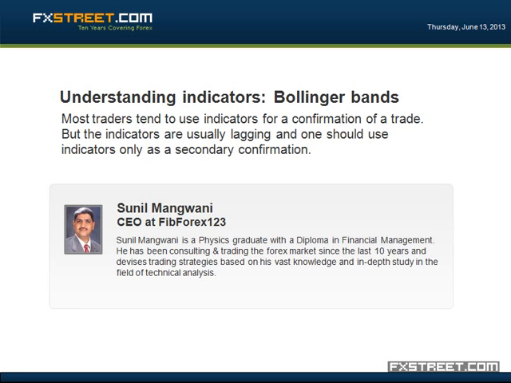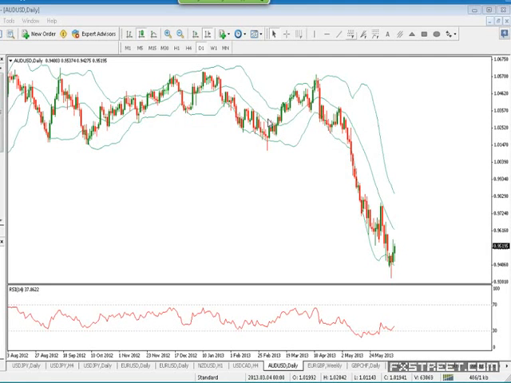Alright, today we're going to be having a look at some indicators. What I wanted to do was, we've done a session earlier on the practical use of indicators, on how indicators are lagging and what should be the best way to either use indicators or not use them for that matter. We'll be concentrating on the Bollinger Bands today, but first let me just talk a little bit about the indicators.